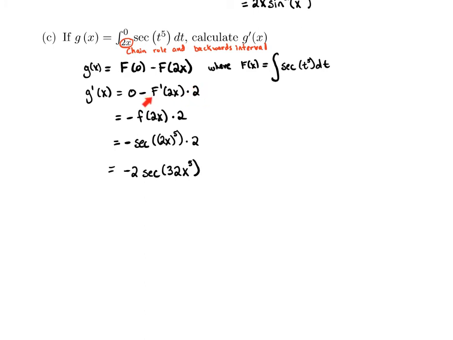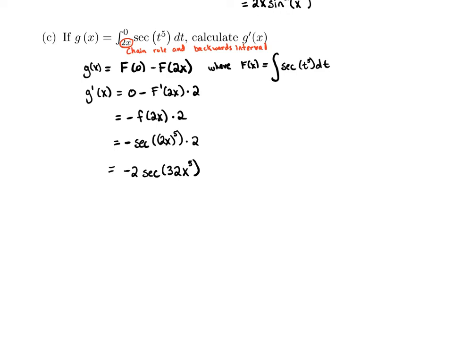The derivative of capital F is lowercase f. So f at 2x means take this function, secant of t to the fifth, and plug 2x in for the t's. And then we just simplify a little bit and reorganize, so this becomes 32x to the fifth, and then the 2 comes to the front.